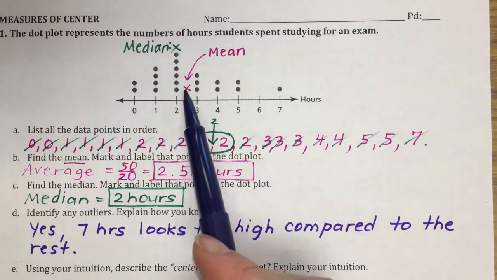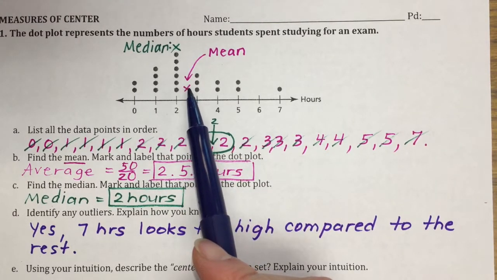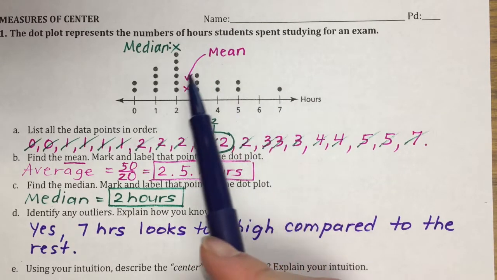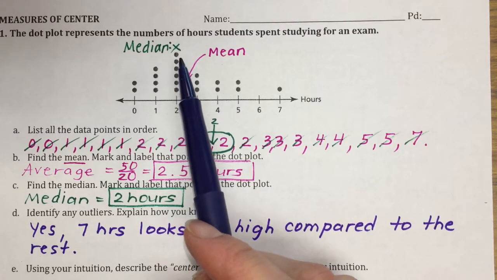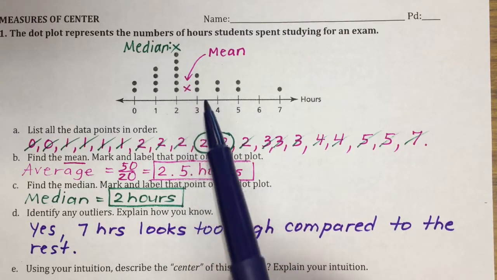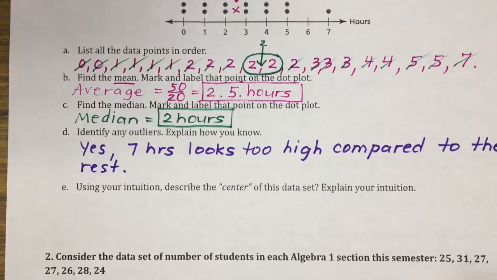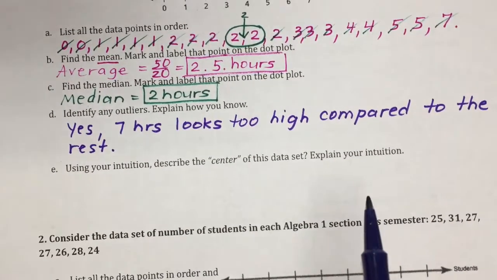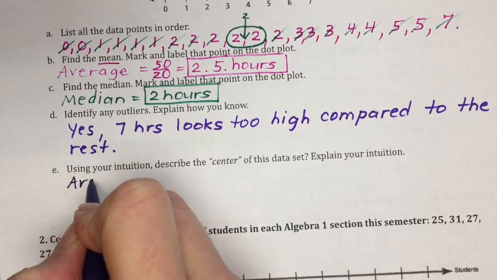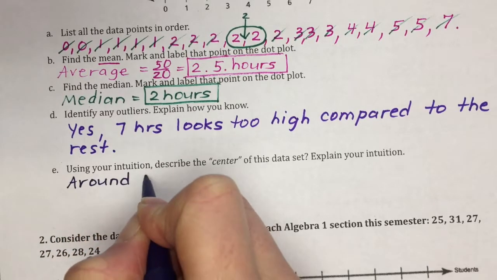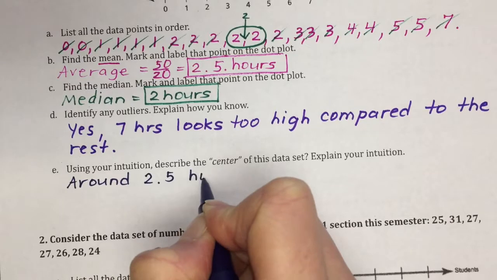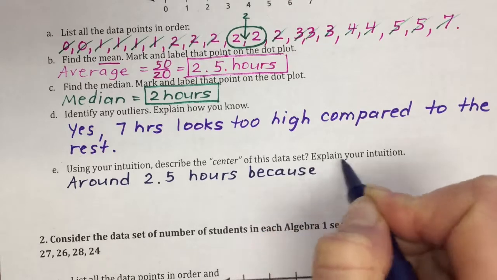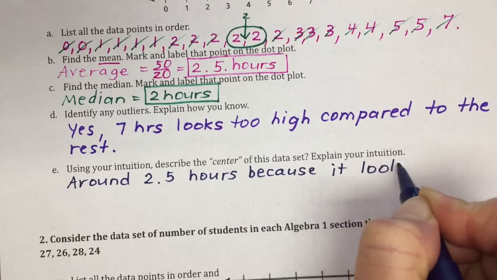Personally, I would probably say that this point here looks to be a little more in the center of the data. However, if we exclude that outlier, probably something closer to 2 is going to be the center. So you might write either one. So I'm going to say right now that I think the center looks to be right around the mean. Around 2.5 hours. Because it looks like the center.